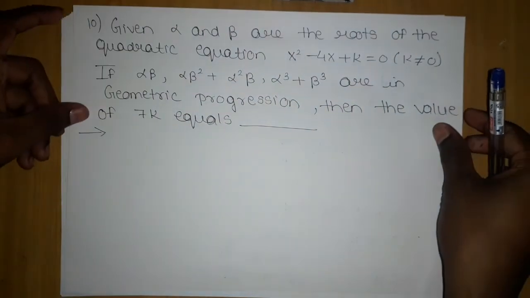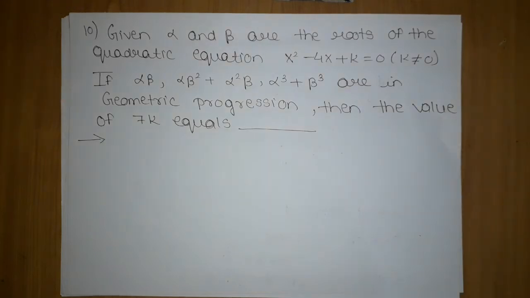The next question is as follows. Given alpha and beta are the roots of the quadratic equation x square minus 4x plus k equal to 0, k not equal to 0. You know why k is not equal to 0, otherwise 2 comma minus 2 would be its root, and x equals to 0 would form 3 roots, which is suspicious. Now let's see. No, it has 2 roots, x equals to 2 and x equals to 0.